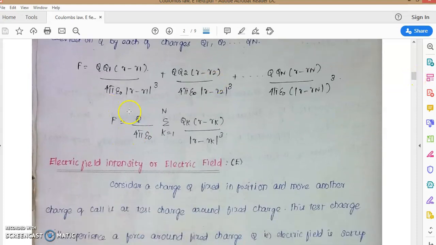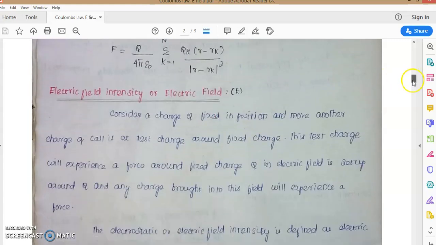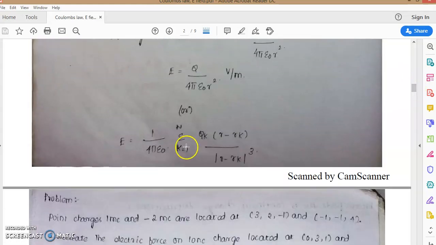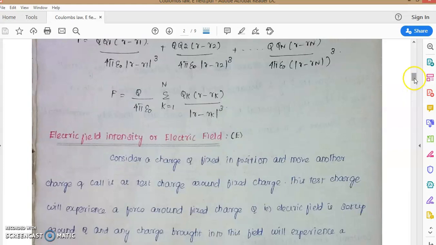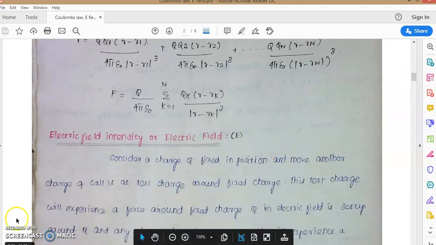See, in this equation the q term gets cancelled. Here we can use both small q as well as capital Q. This q term gets cancelled in the case of electric field intensity, and now the equation becomes 1 by 4 pi epsilon naught for the rest of the terms. Hope you have understood Coulomb's law as well as the superposition theorem based on Coulomb's law and electric field intensity.